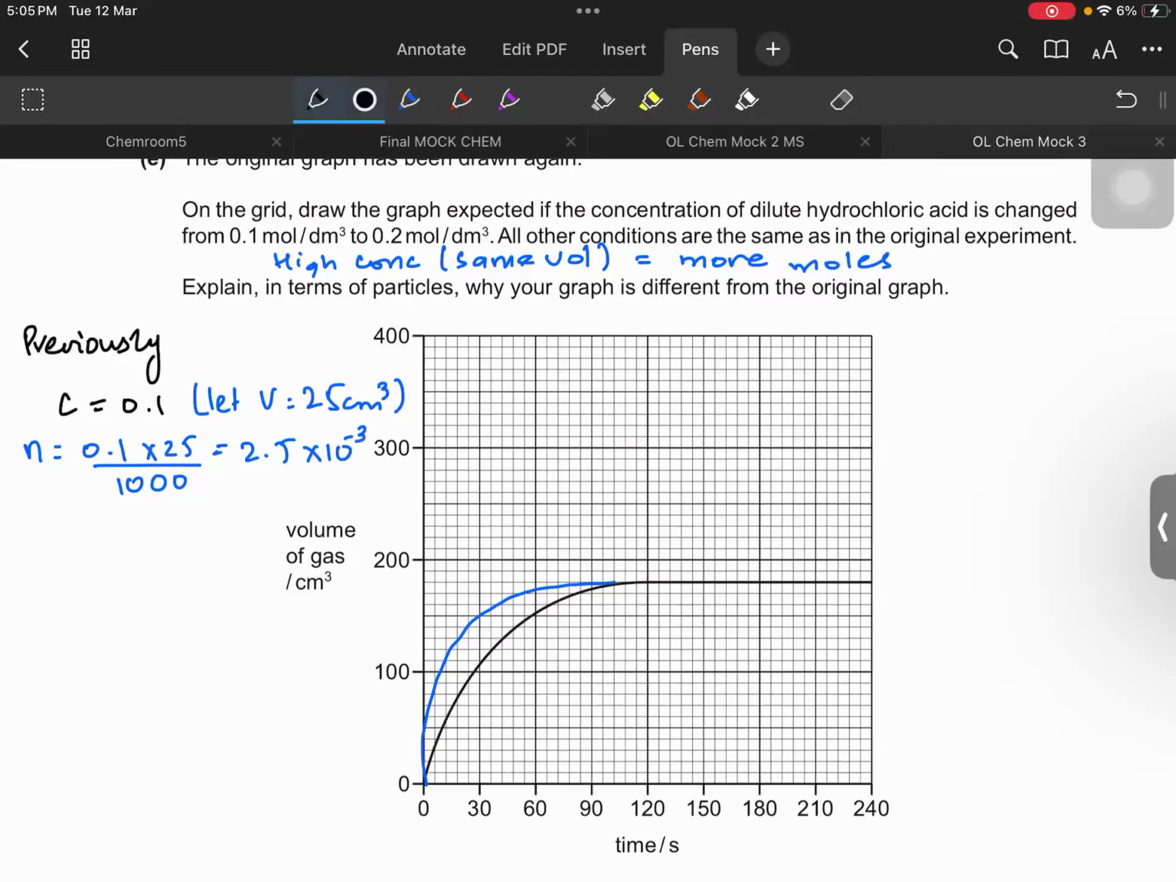Yes sir. Now the concentration is 0.2, and the volume is the same because all the other conditions are the same. So what is the new moles? 0.2 times 25 over 1000 is going to be 5.0 exponent minus 3, right? Yes sir. The moles have increased, right?